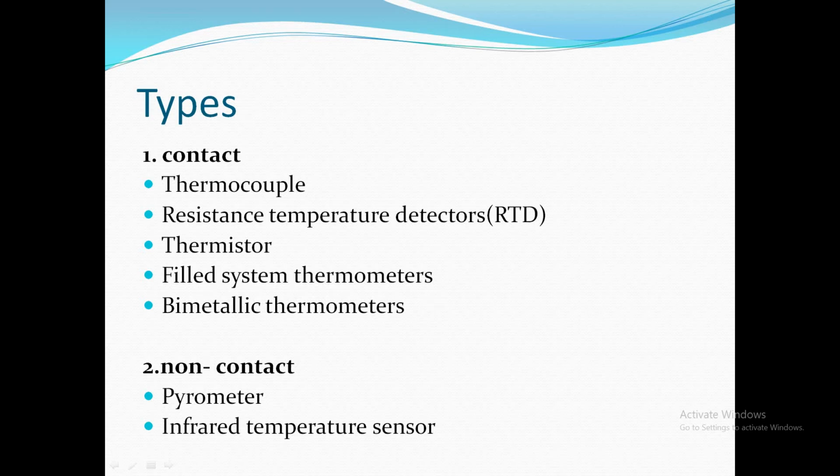Types of contact sensors include thermocouples, resistance temperature detectors, thermistors, filled system thermometers, and bimetallic thermometers. In non-contact sensors, an infrared sensor is used to measure the temperature of an object by reading the level of the infrared emission. Some of the non-contact types of temperature sensors are the pyrometer and the infrared temperature sensor.